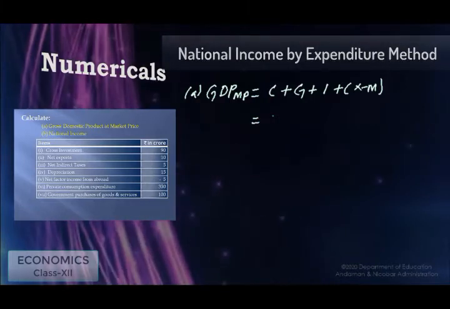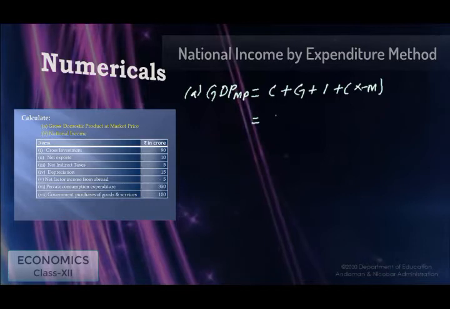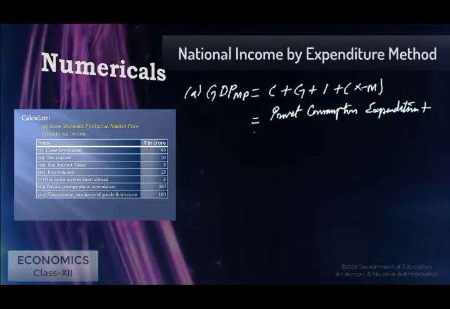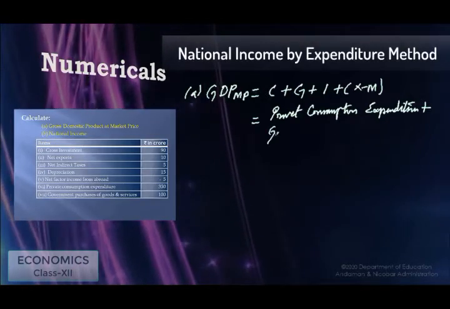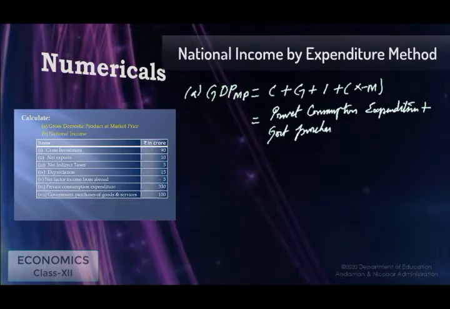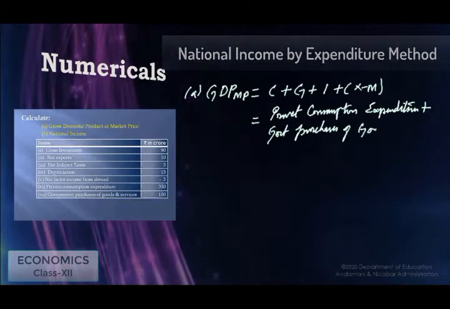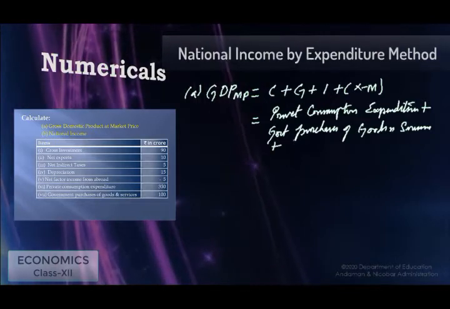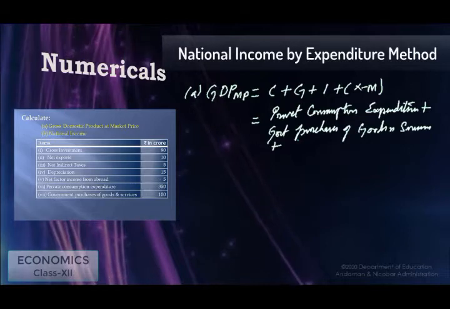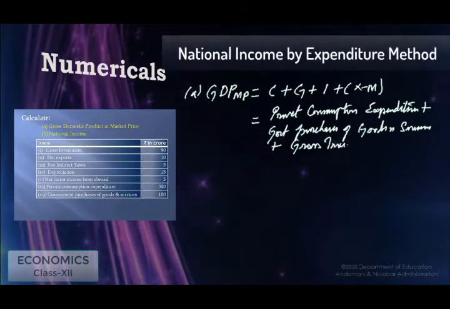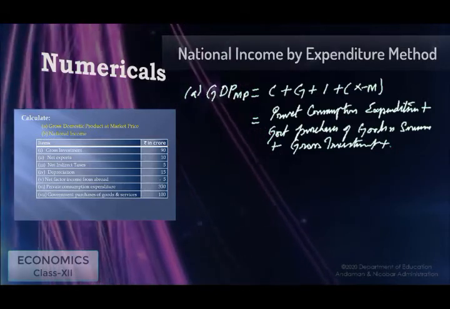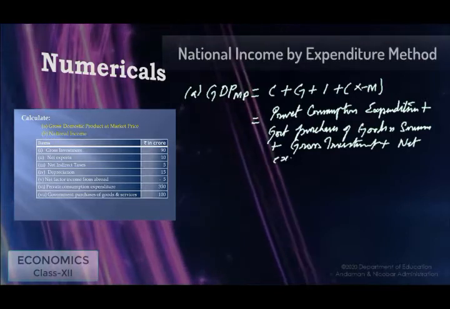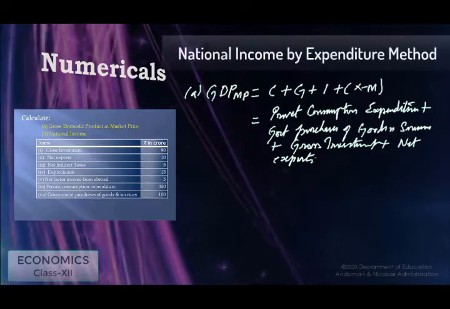So look at the items given. First we have the value of C, that is private consumption expenditure, then we have the value of government purchases of goods and services, plus, in the investment we have the value of gross investment, plus, and at last in the net export, the net export value is given, so we will add the value of net exports in this solution.